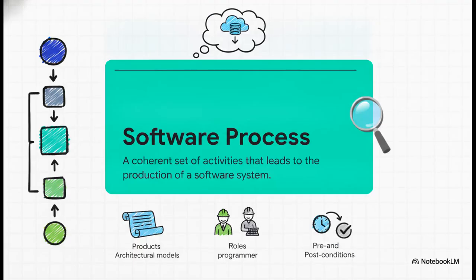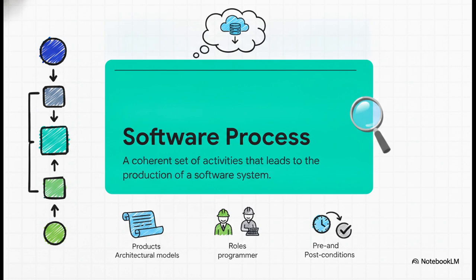So, let's start right at the foundation. What exactly is a software process? Well, by definition, it's a coherent set of related activities that leads to the production of a software system. Now, here's the thing. There is no single magical universal method that works for every single project. The process a company chooses depends entirely on what kind of software they're building, what the customer actually needs, and, frankly, the skills of the development team.